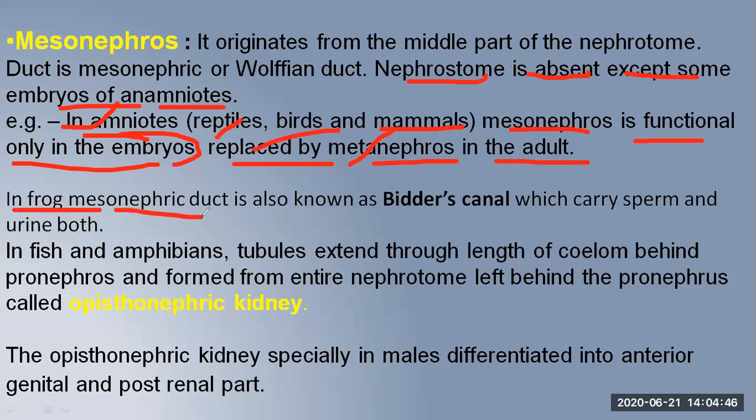In frog, the mesonephric duct is also known as Bidder's canal. This has already been asked in your NEET exam. Bidder's canal carries both sperm and urine. So the mesonephric duct in the case of the frog is also known as Bidder's canal.